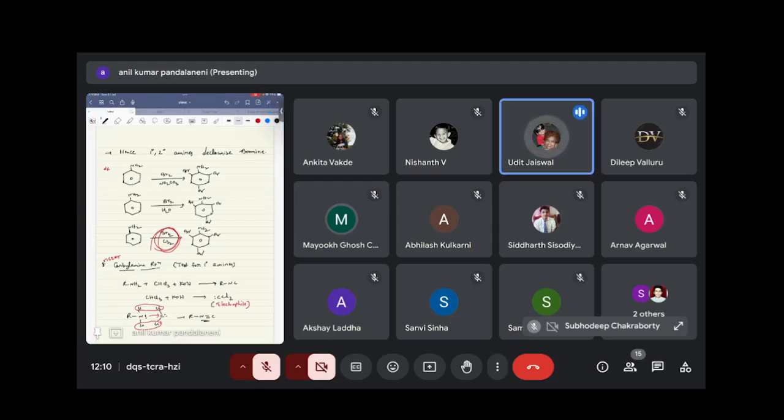Sir, how is this used as a test? Does it show some color or something? Color like foul-smelling gas. Fishy odor. Sir, what is the gas? No, this itself, the isocyanide. The compound itself has a very, very bad smell. Oh, a foul-smelling compound.